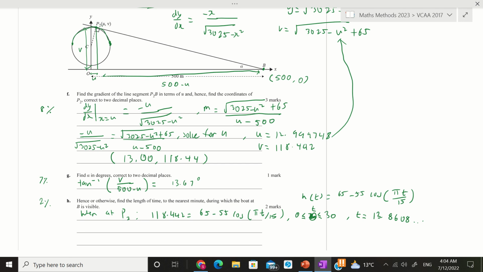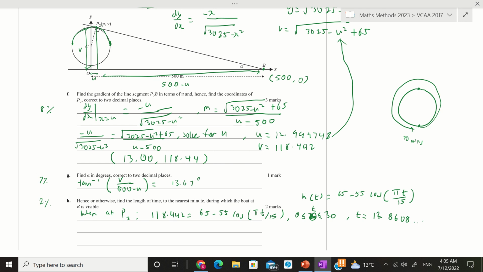We actually do get two answers, but the reason why we take the first answer, 13.8608, is because essentially what's happening is we have a circle here. We start at the bottom and we go around, right? And after we go around, it's been 30 minutes. So we got two answers, 13.8608 and 16.1391. The reason why we choose the first answer and not 16 is because point P2 is obviously before the top of the circle, right?